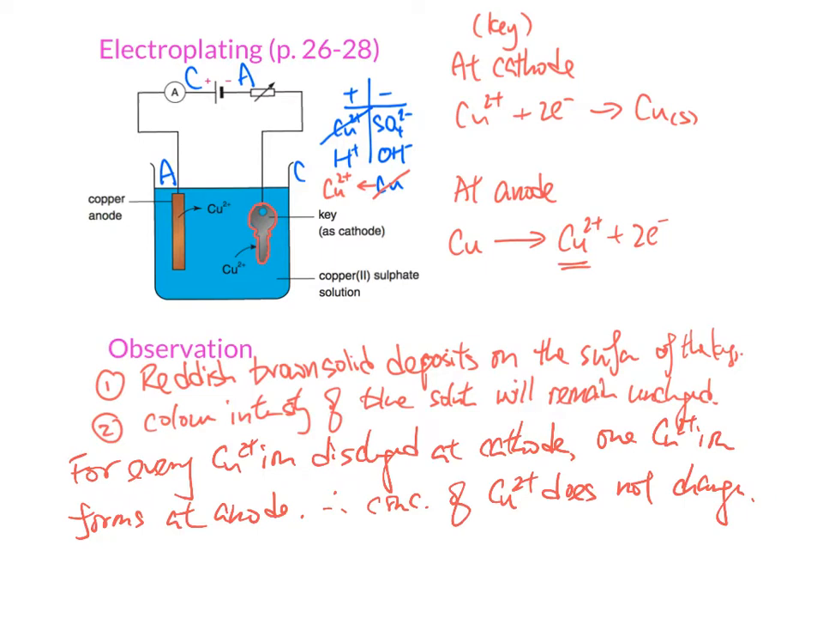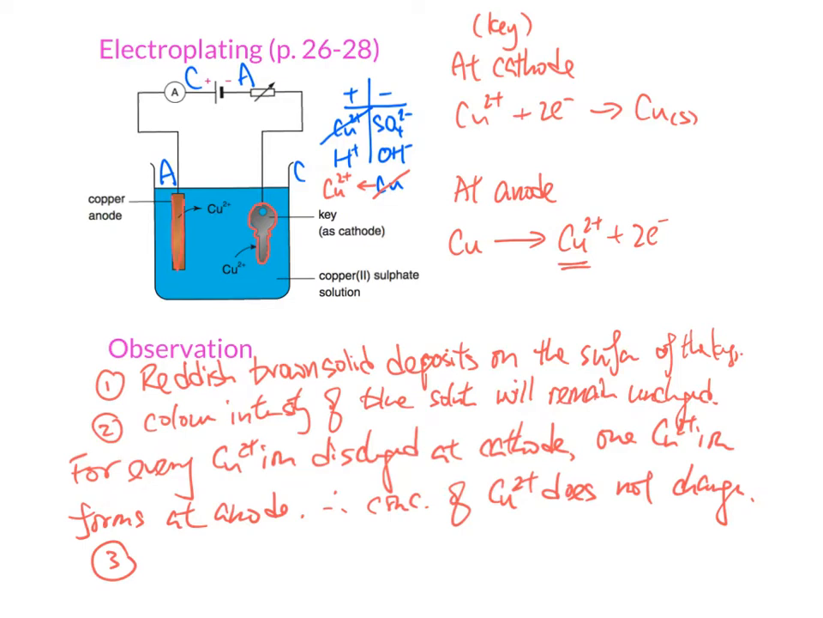So these are the two observations that we can see. One more you can think of is about the Cu. If this copper keeps on reacting to become copper(II) ions, you'll find that this copper anode will become thinner and thinner.